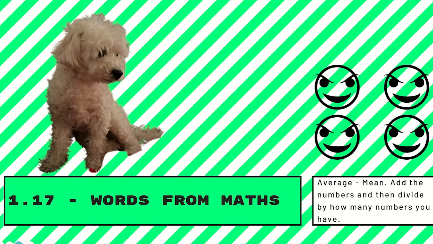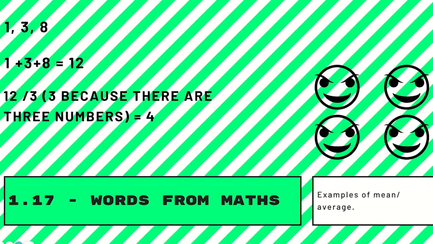Vivian here is showing you what average means. Average means the same as mean. Absolutely the same. Add the numbers, divide by how many numbers you have. Well, that's all well and good, but it's also very abstract. So let's have a little look at it in practice.